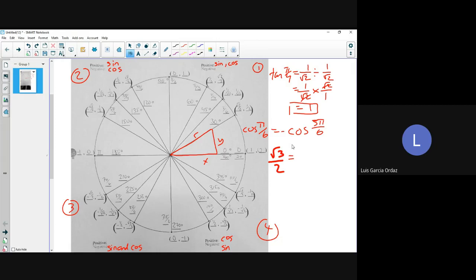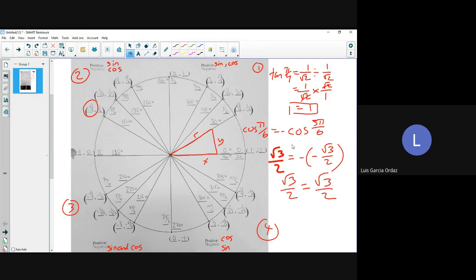Okay. And what is cos of 5 pi over 6 on our second quadrant? Negative root 3 over 2. That's why, right? That makes sense. The negatives make a positive. So you get root 3 over 2 is equal to root 3 over 2.